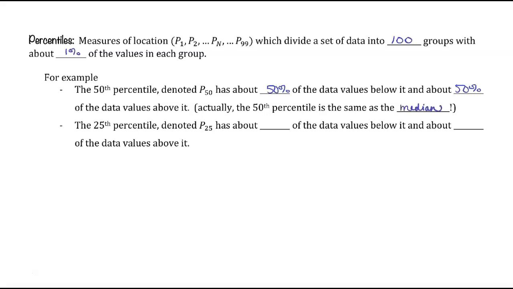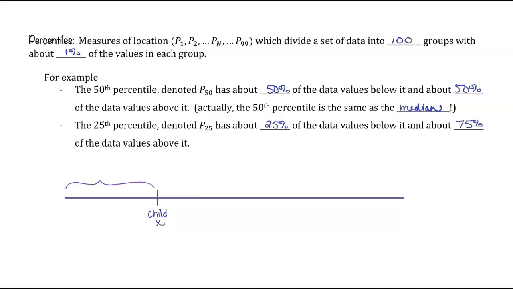In fact, the 50th percentile is right in the center of the data and is the same as the median. The 25th percentile, denoted P25, has about 25% of the data values below it and about 75% of the data values above it. Suppose a child has a height of 3 feet and they are told that they are in the 25th percentile. That would mean that approximately 25% of all children that same age have a height that is less than this child, and about 75% of all children the same age have a height that is greater than this child. That's what it means to be in the 25th percentile.